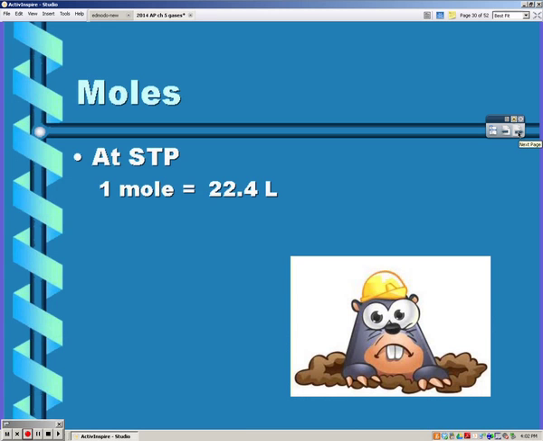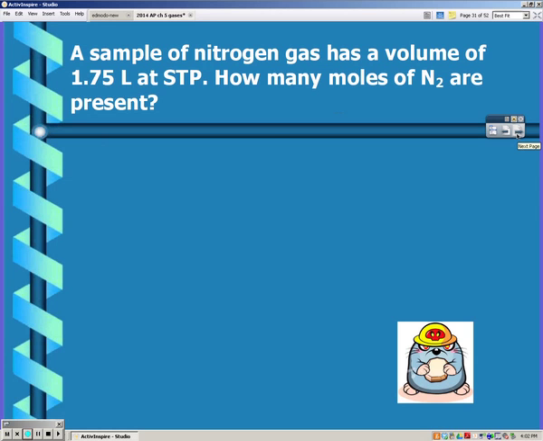Finally, remember that at STP, 1 mole of a gas is equal to 22.4 liters. This is only for gases, not liquids or solids. So, in this case, we have 1.75 liters at STP. Once we realize it's at STP, we can use 22.4 liters is 1 mole. Dividing that, and you get how many moles, which is 0.0781 moles.